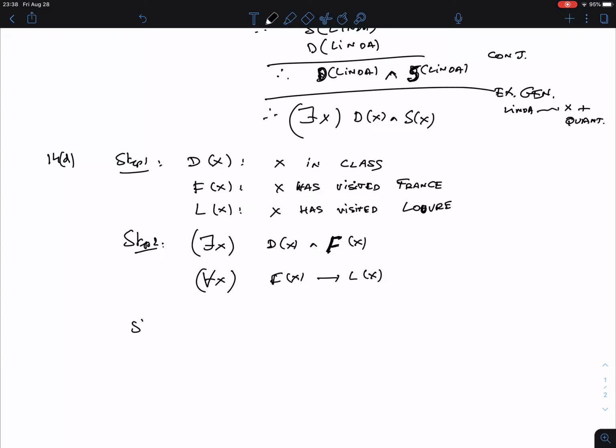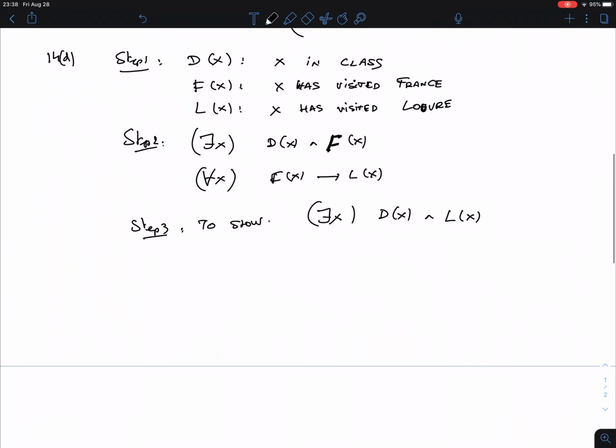And so, step 3, to show that someone in this class has visited the Louvre: there is an x, that person is in this class and has visited the Louvre. Again, no implication here. It's just two facts about this same person. Let's go quickly. We have two quantifiers and we want to get rid of them. The first one is an existential, which is existential instantiation. The second one is universal instantiation.